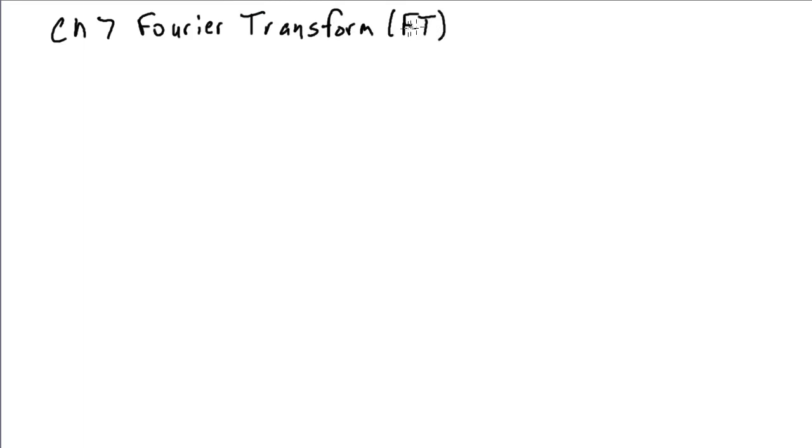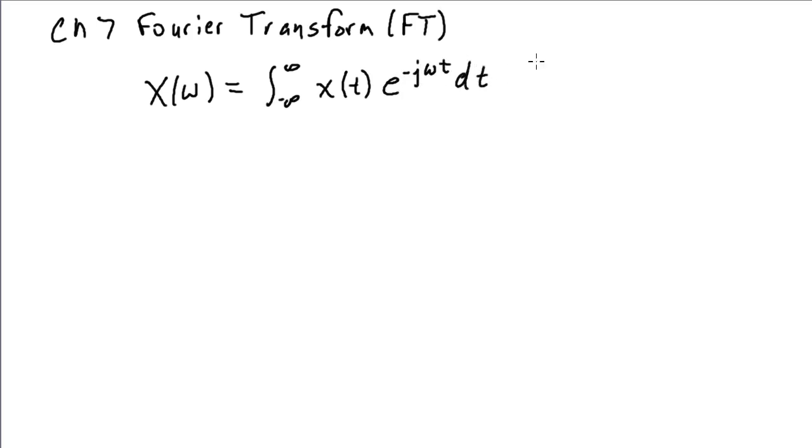Okay, we're starting a new chapter. This is chapter 7 on the Fourier Transform, which I will often abbreviate as FT, and we'll start with the definition of the Fourier Transform of a time domain signal. It's the integral from minus infinity to infinity of x of t times e to the minus j omega t, integrating over all time. So this is the Fourier transform.